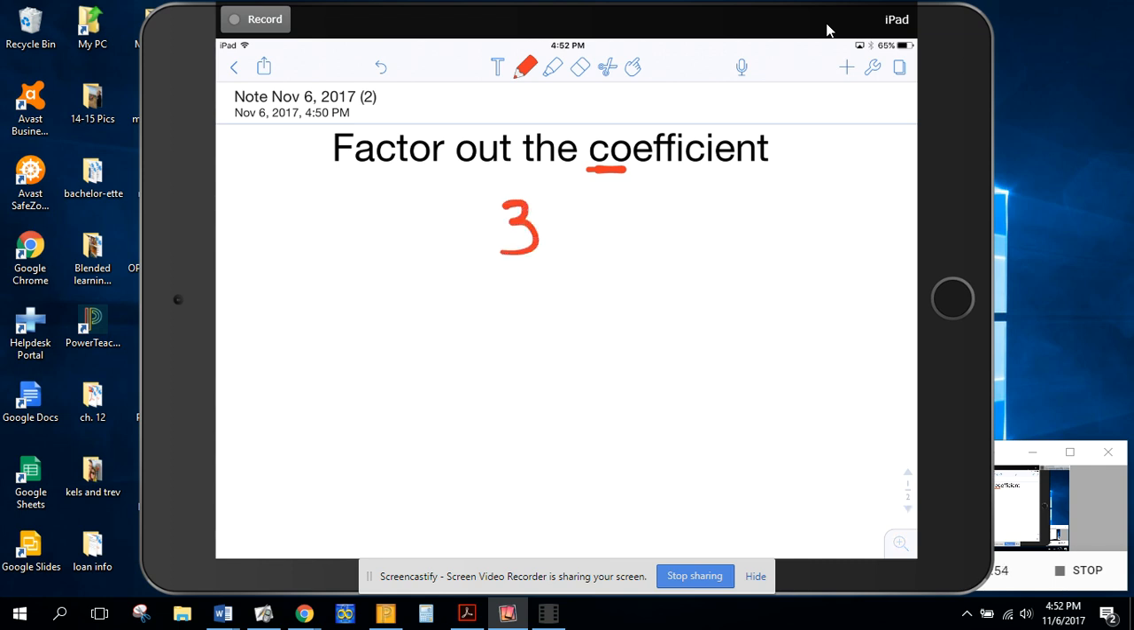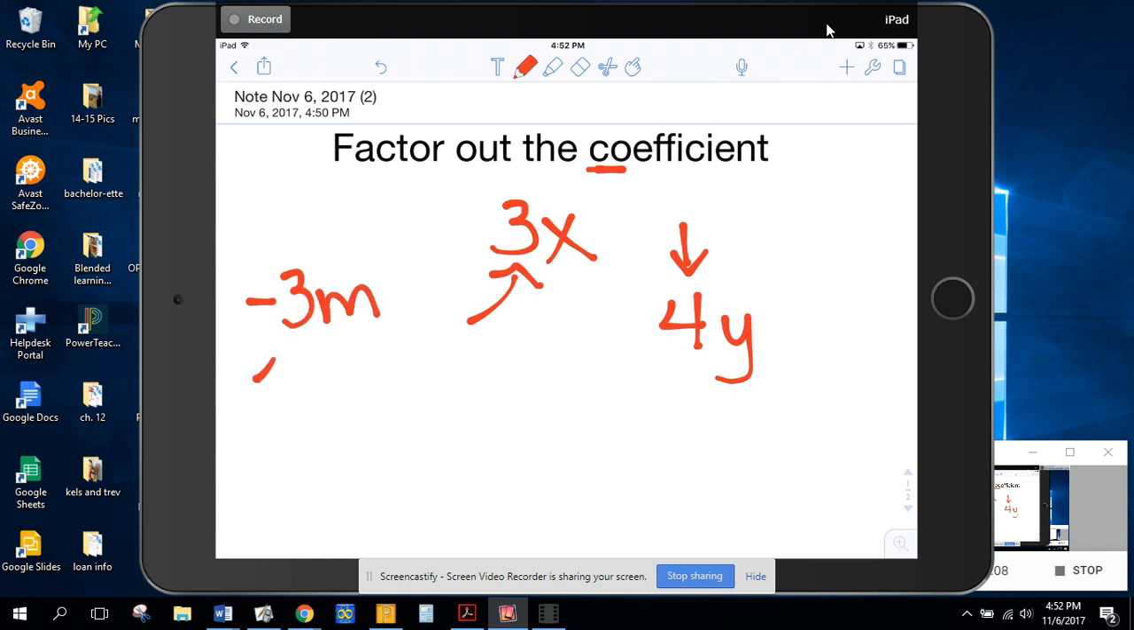So in this situation, 3x, 3 is the coefficient. For y, the number in front is the coefficient. Negative 3m, negative 3 is the coefficient. 1/2 w, 1/2 is the coefficient. So the coefficient is the number that is attached or being multiplied to the variable.